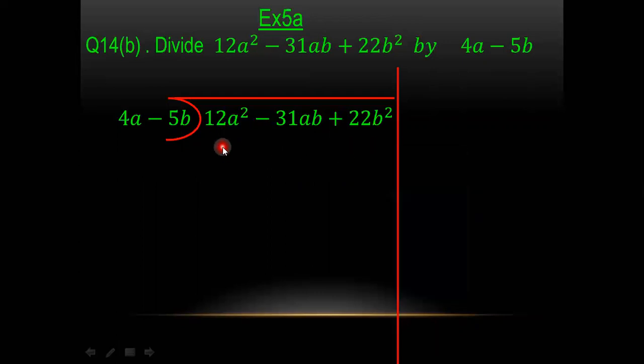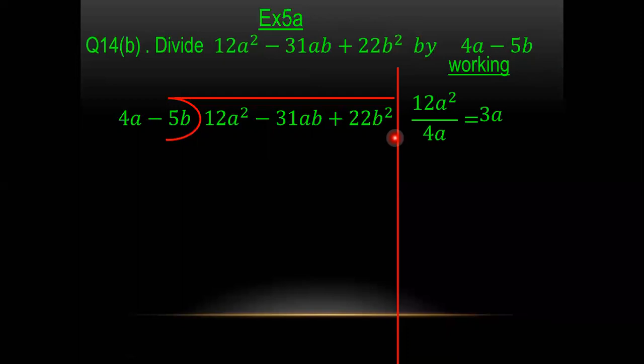now this first term 12a square is divisible by this 4a, and this will give us a hint for the quotient. So I'm dividing it. 12a square by 4a will give me 3a. I will be utilizing it at two places. I'll be writing it over here, and I will be multiplying it with the divisor. So first of all, I'm shifting it to the quotient, and now I'm multiplying it with the divisor.